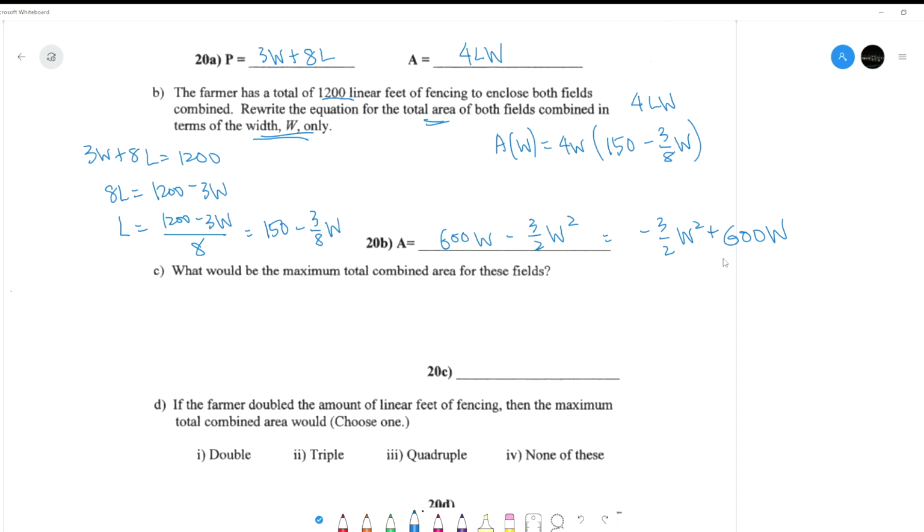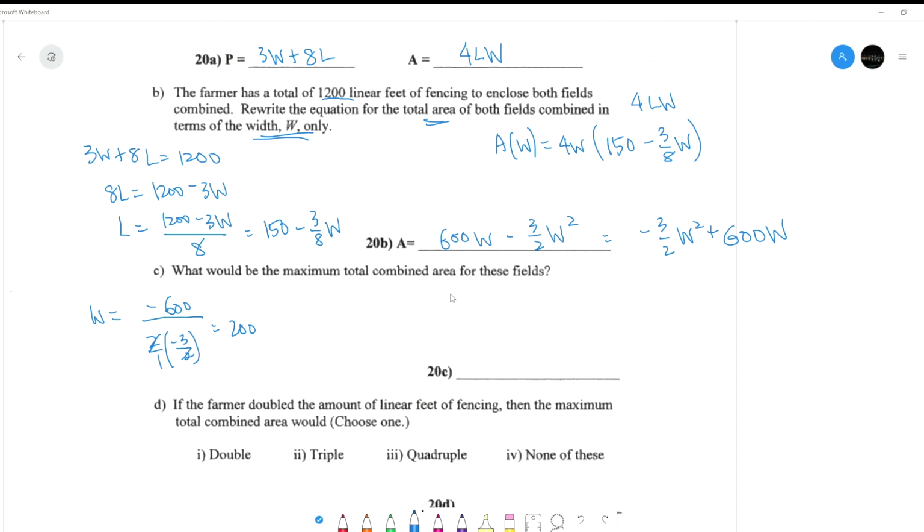So instead of x, W is like the x here, right? So W is equal to negative B. If you write this in order, you can easily identify B as 600, right? So negative 600 over 2 times negative 3/2. So 2's cancel out. So this is 600 over 3 is 200. See that? Now we can substitute 200 into the equation and solve for the max area.